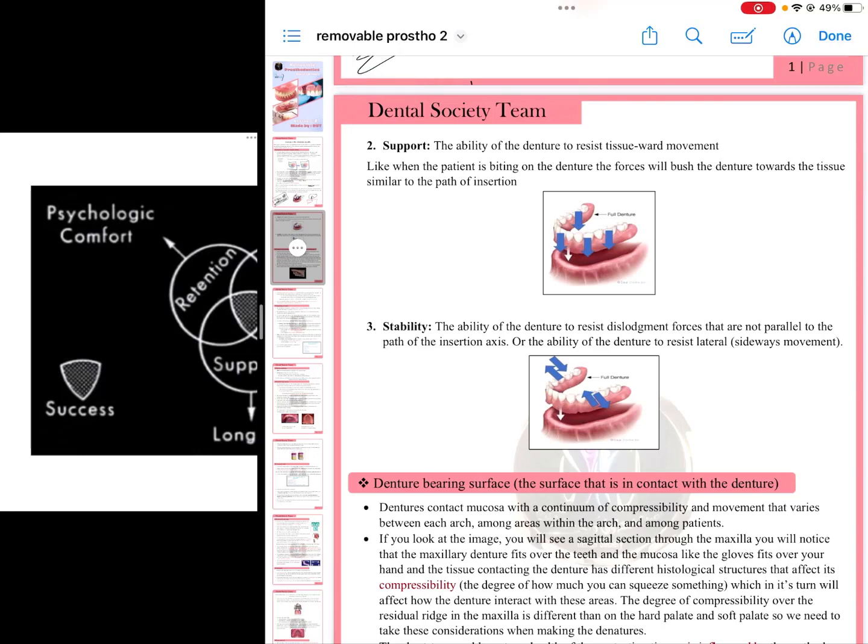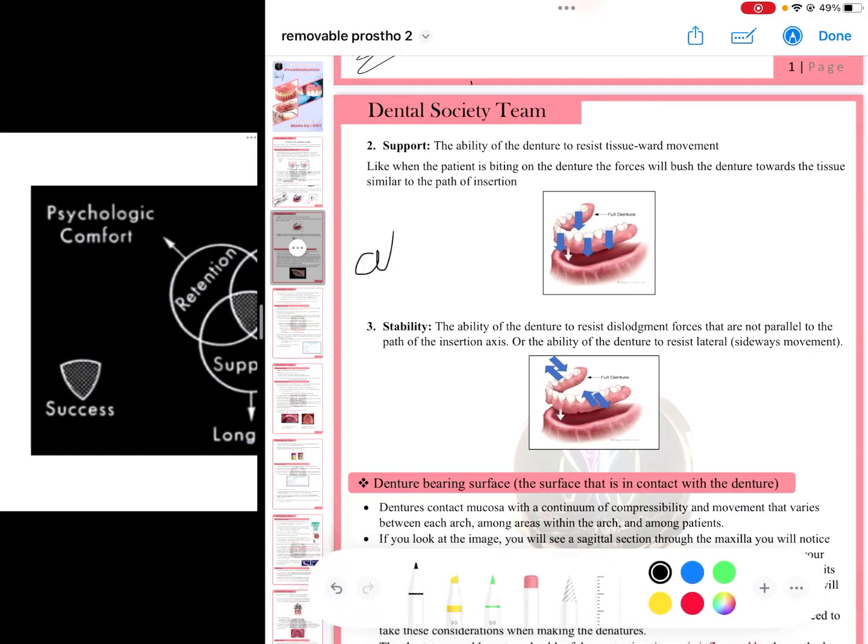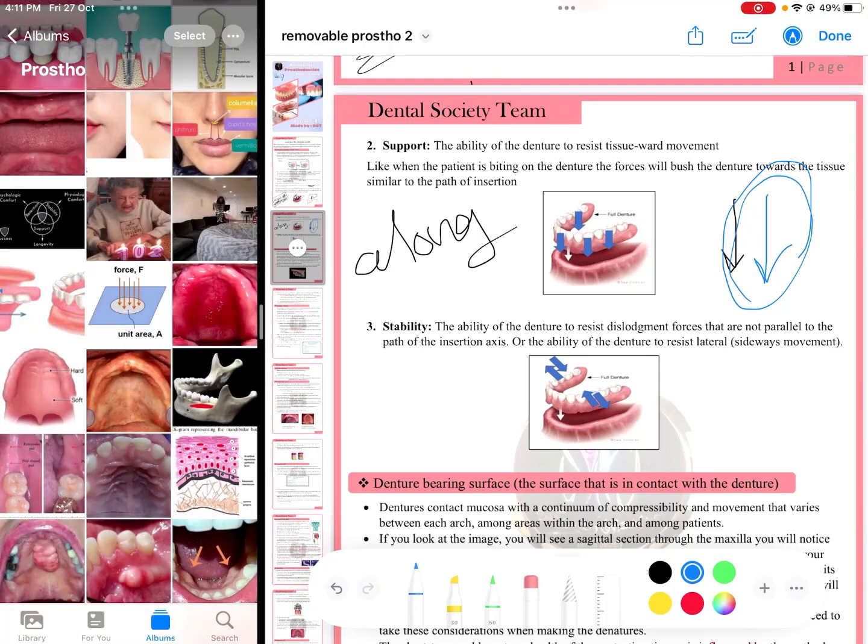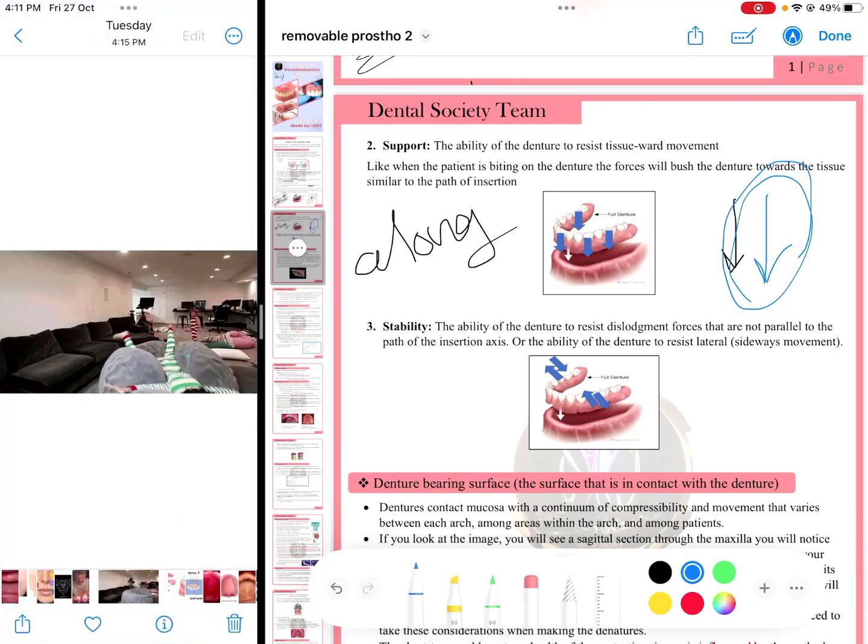Now the second word will be support. Support is the ability of the denture to resist the tissue-ward movement, along the path of insertion. So now the forces are along the path of insertion. As we said, the path of insertion is like this. Now we will have some forces that will press the denture down. We want to resist these forces that are pressing the denture down. In simple words, I don't let the denture sink. You know the bean bag, if you jump on it like this, what happens to the bean bag? It sinks, right? So I want to resist the denture from being pushed down, or sinking.